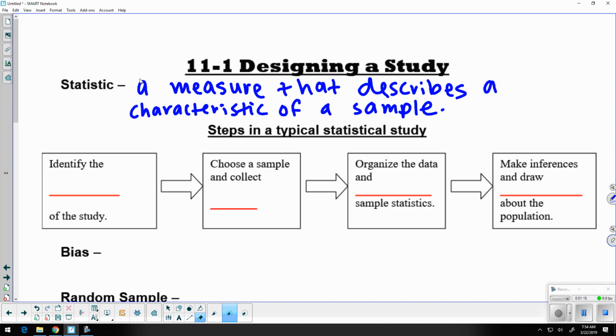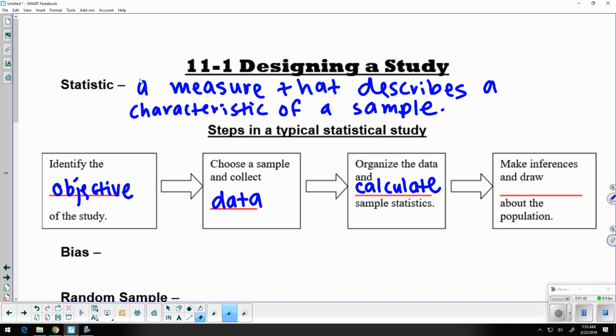The first thing you want to do is identify the objective of the study. So what are we trying to actually study? Next, choose a sample and collect some data, whatever data that may be. Then organize the data and calculate some sample statistics, like the mean, the median, the mode, the range, and the standard deviation. Those would be our calculations.